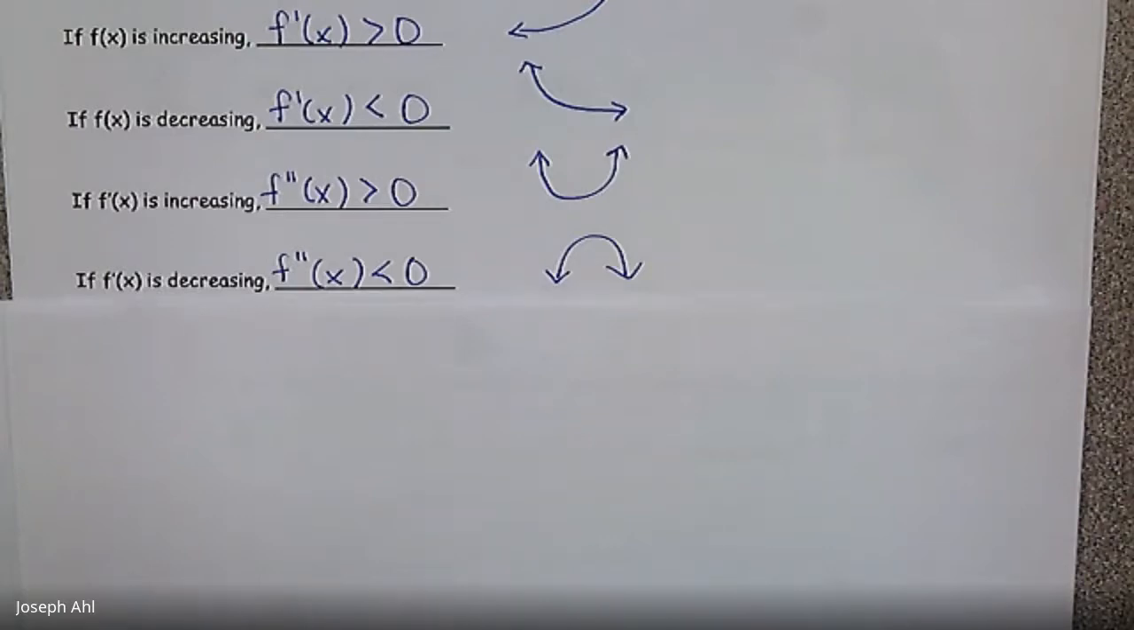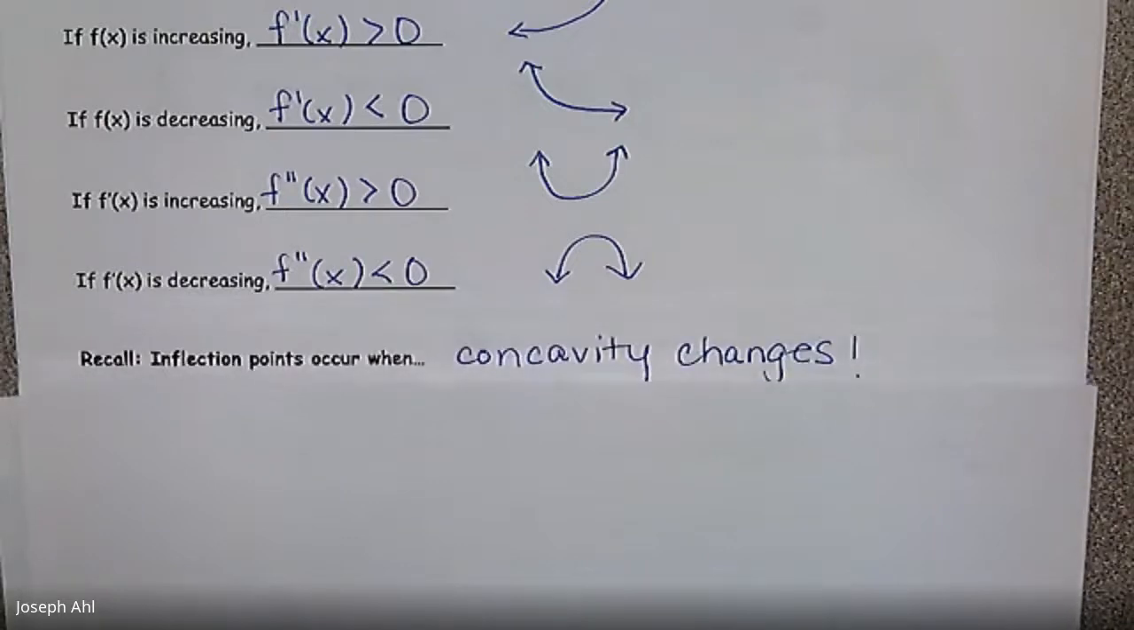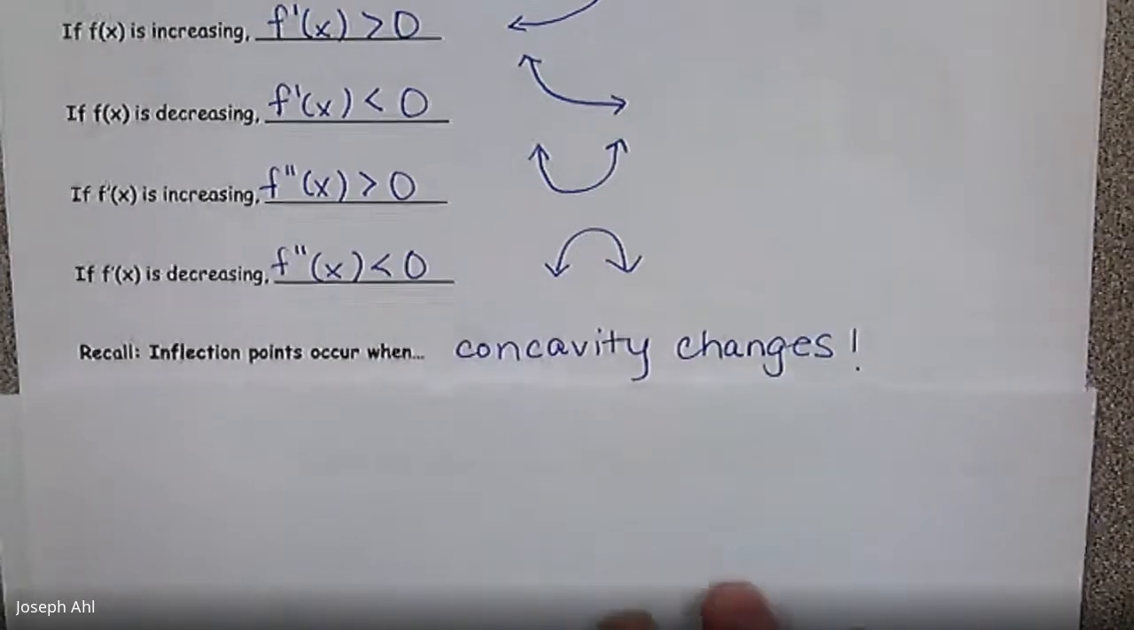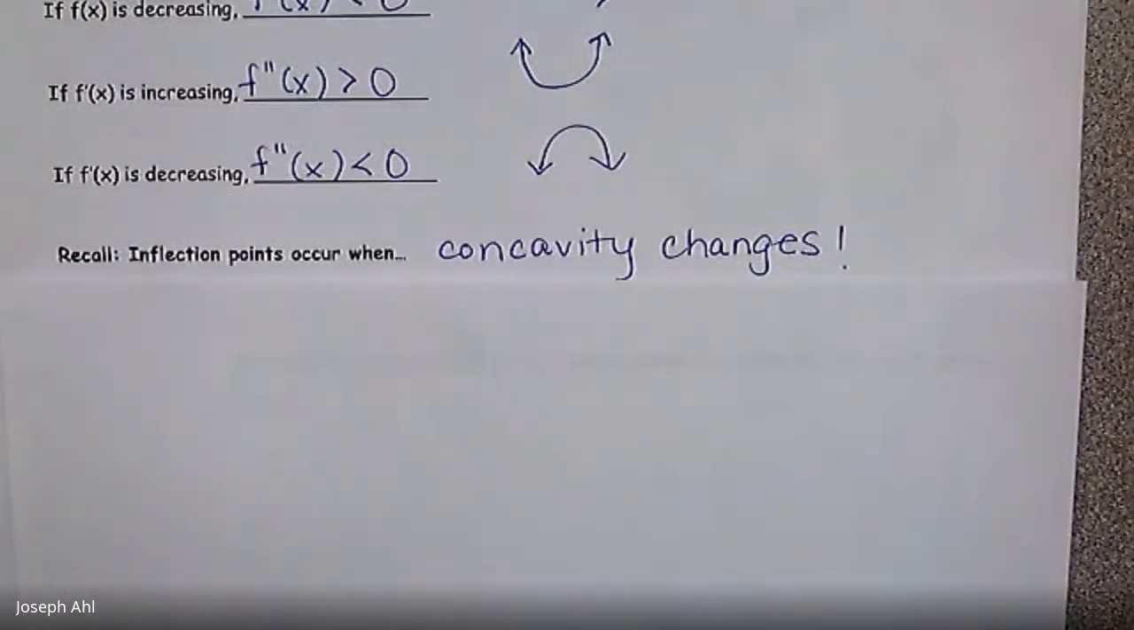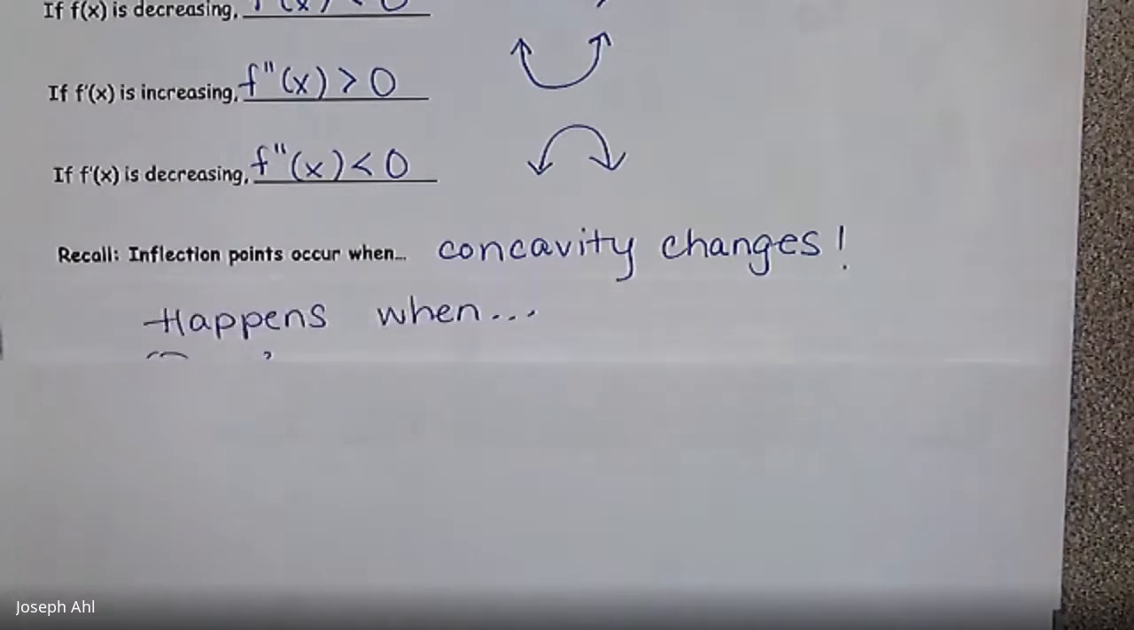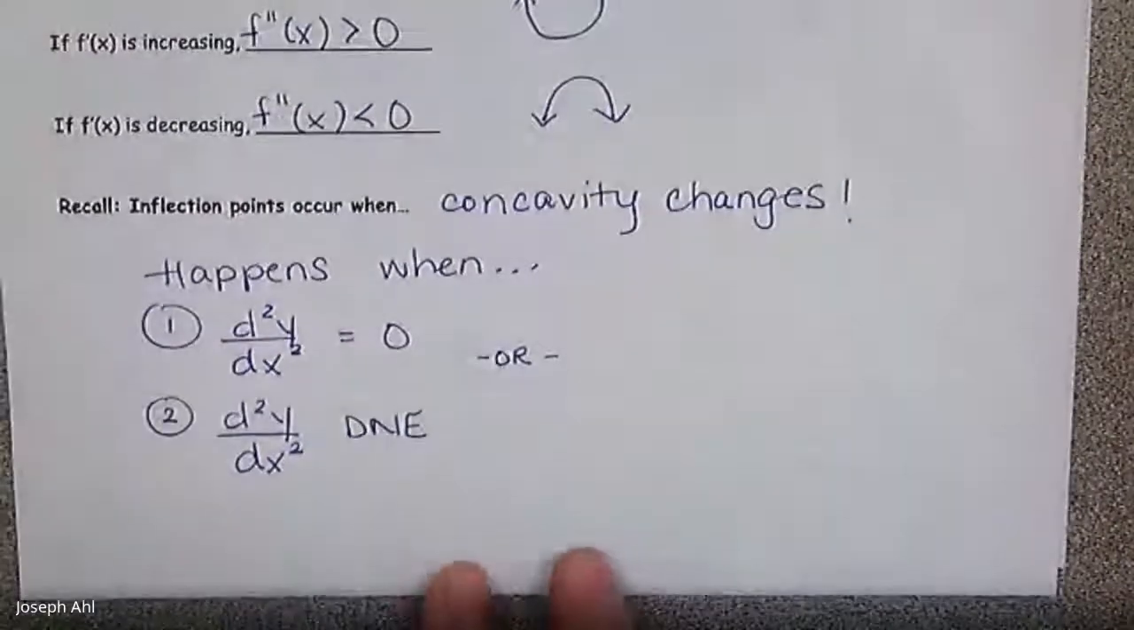Okay, so a good quick summary there. And then at the very bottom, we have inflection points as a quick summary from the prior lesson. Inflection points occur when concavity changes. If we switch from concave up to down or vice versa, we get a point of inflection. When does this happen? It happens in 2 instances. It happens when the second derivative is equal to 0, or when the second derivative does not exist.